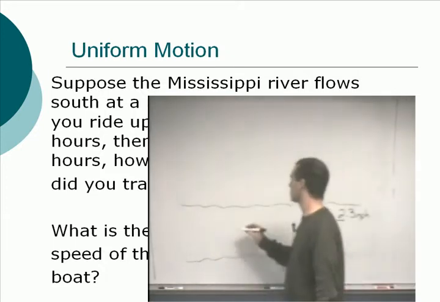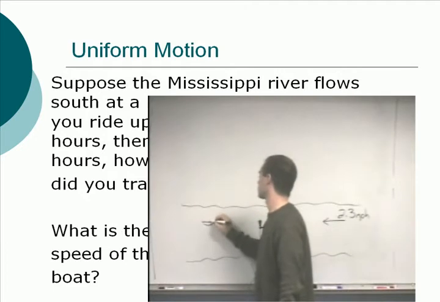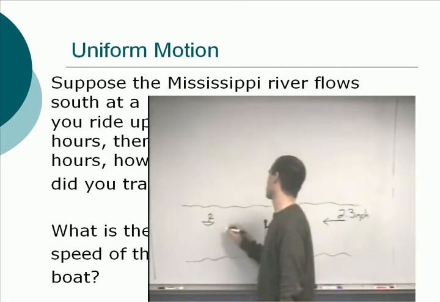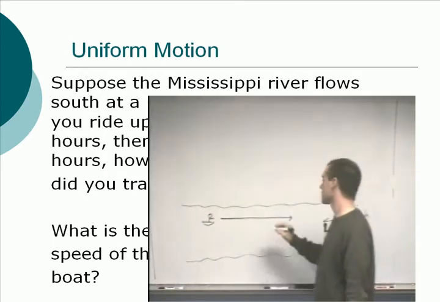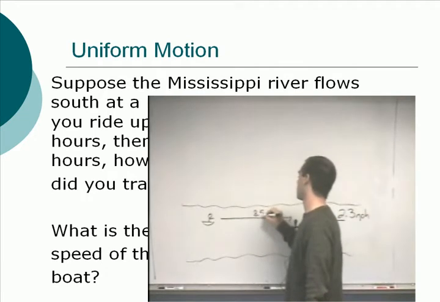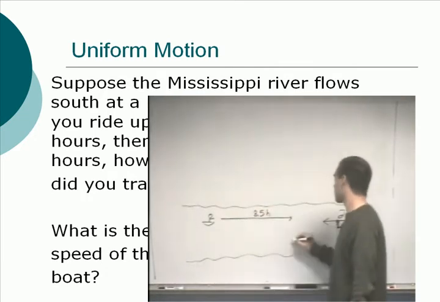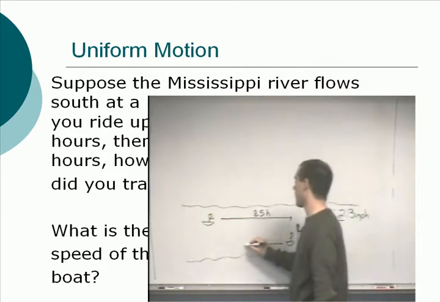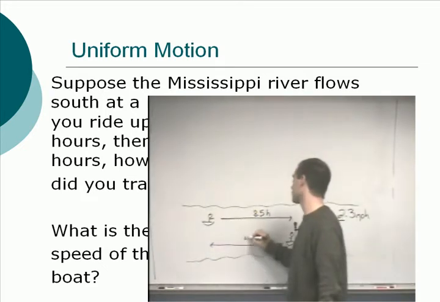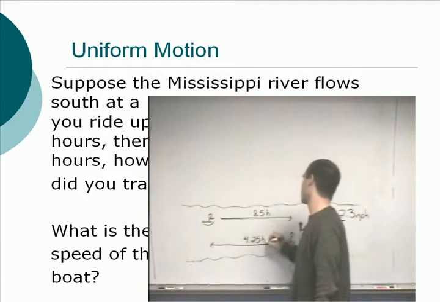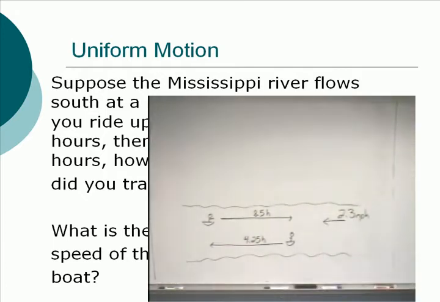Now you're going to hop in the boat. And you're going to go upstream for 8.5 hours. Then you're going to turn around and you're going to go back to La Crosse, and it's going to take you 4.25 hours. And the question is, how far did you travel? How fast was the boat going?